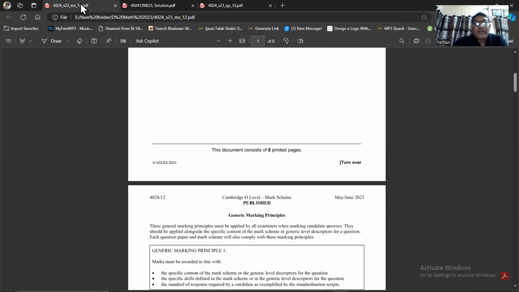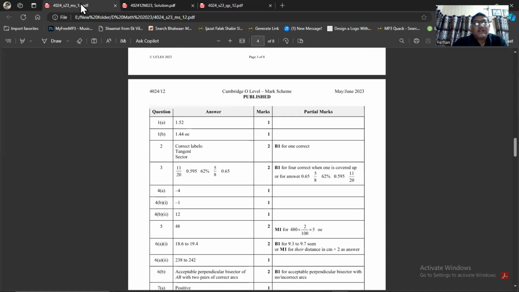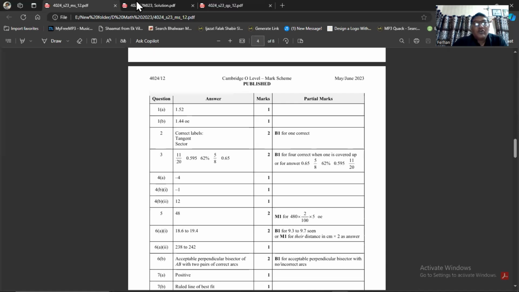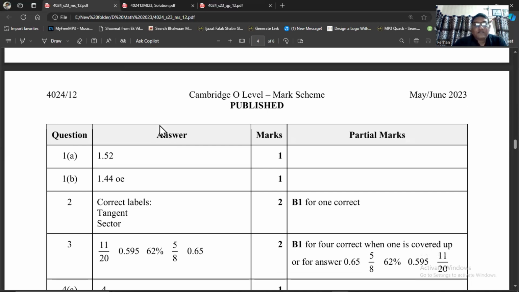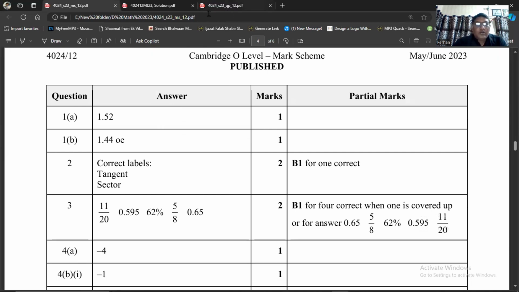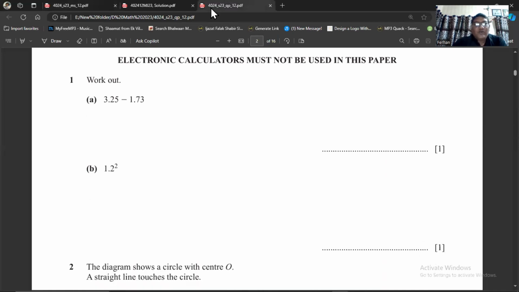1.52 is my answer. Let's check the marking scheme and see what it says. On your screen, the marking scheme is showing up. We have 1.52 as the right answer. Okay, let's go to the next part, question number 1, part B.